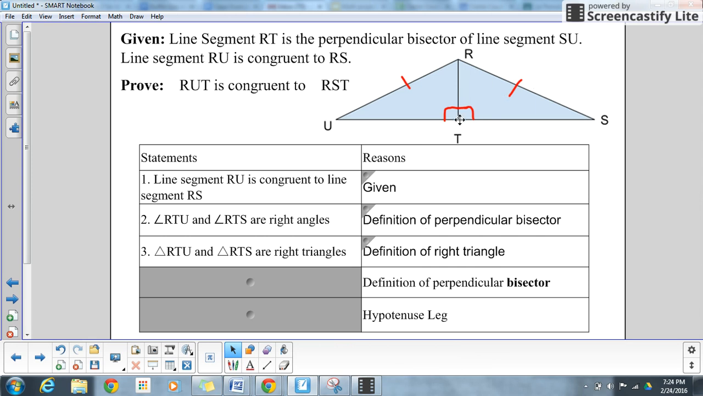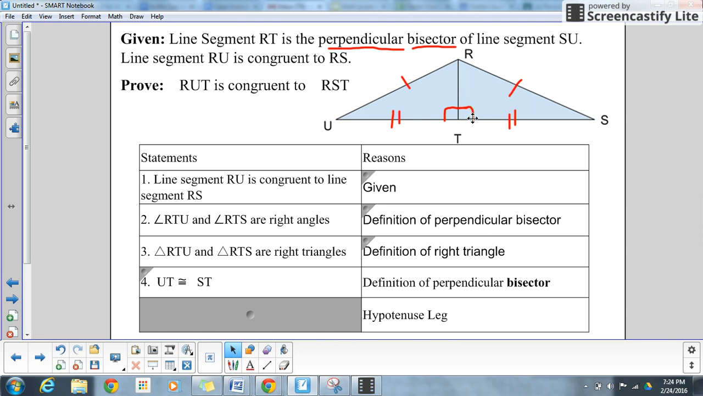But here's where it changes. Instead of using the reflexive property to show that RT is congruent to RT, I'm actually going to show that UT is congruent to TS. Well, why is UT congruent to TS? Remember we said that RT was a perpendicular bisector. We used the perpendicular part to show that they're right angles, but the bisector part means that it cuts it into two congruent parts. So now we can say that UT is congruent to ST.